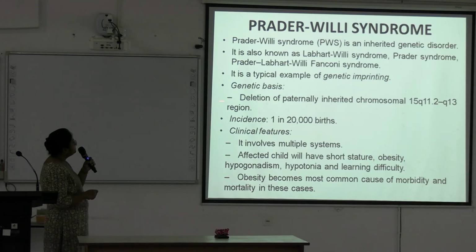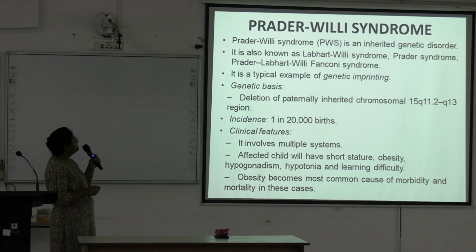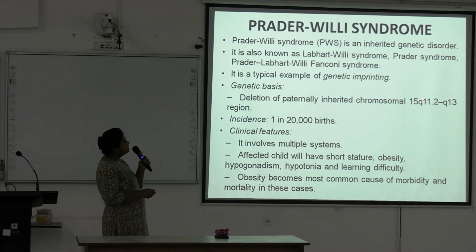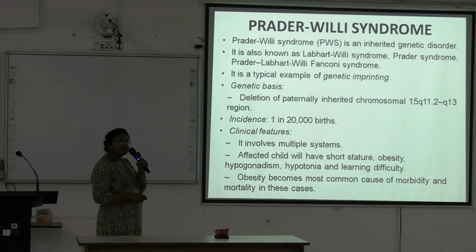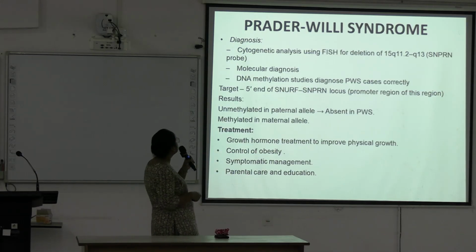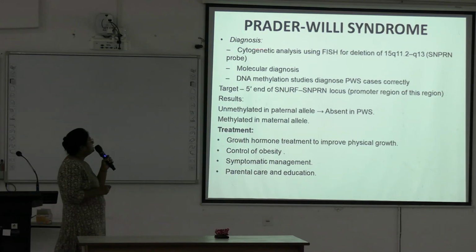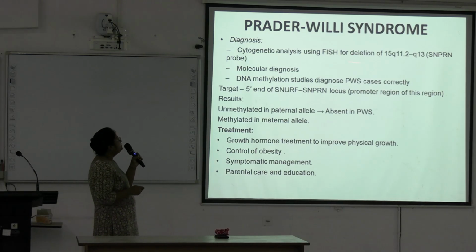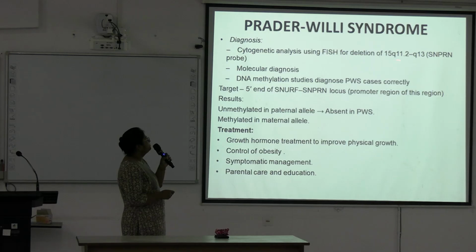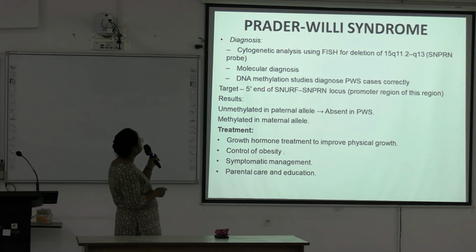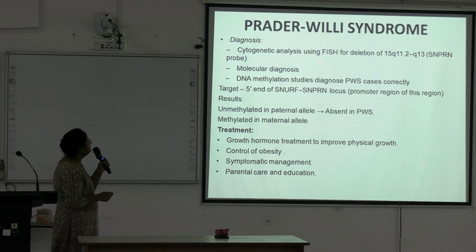Okay, so you remember the genetic basis. There is a deletion of paternally inherited chromosome 15 in this area, from q11 to q13 in the long arm of chromosome 15. This is the area of deletion in Prader-Willi syndrome. Next, how will you diagnose? Cytogenetic analysis using the FISH technique we have discussed previously for detection of this deletion. This probe is used, SNRPN probe. Okay, and molecular diagnosis can be done.